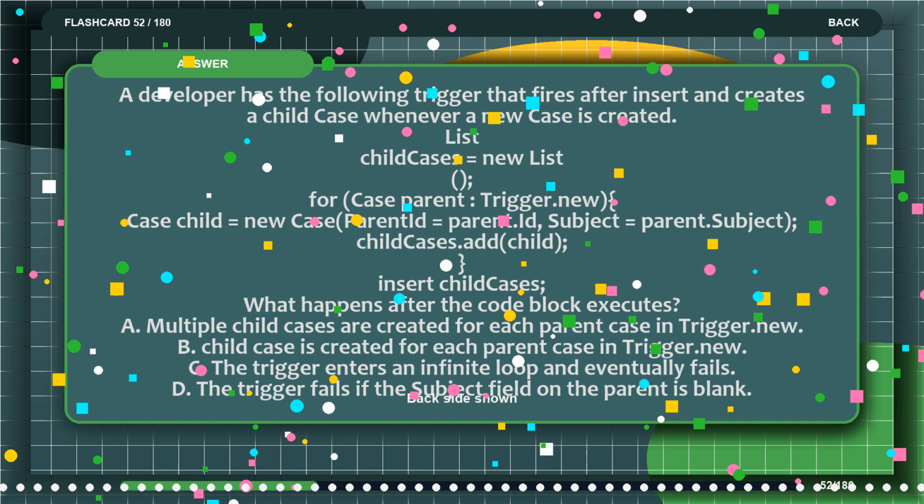A. Multiple child cases are created for each parent case in trigger.new. B. Child case is created for each parent case in trigger.new. C. The trigger enters an infinite loop and eventually fails. D. The trigger fails if the subject field on the parent is blank.